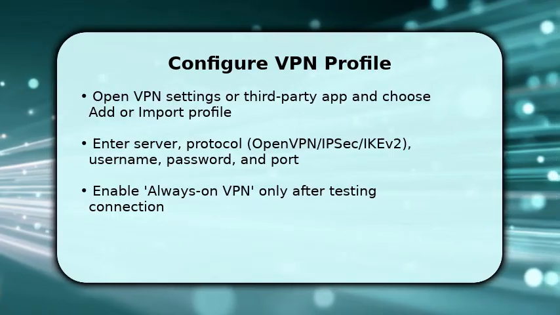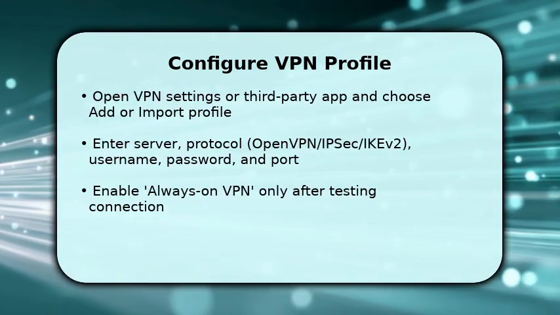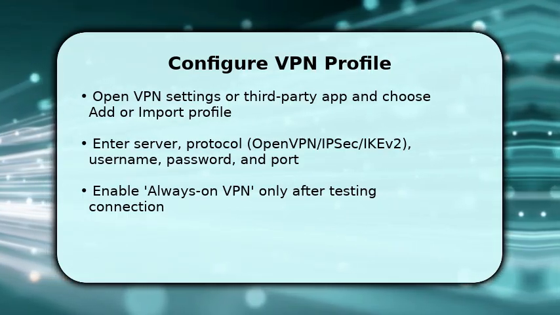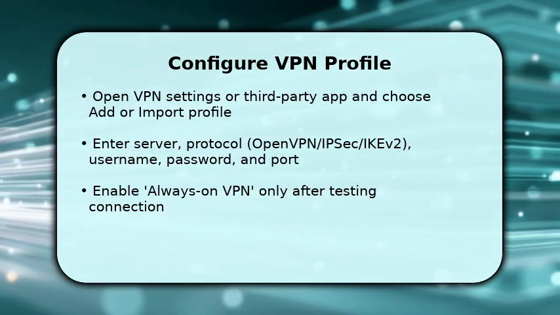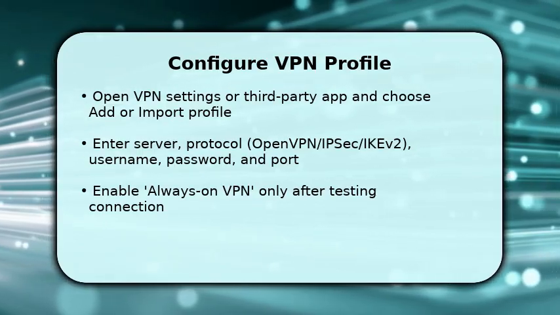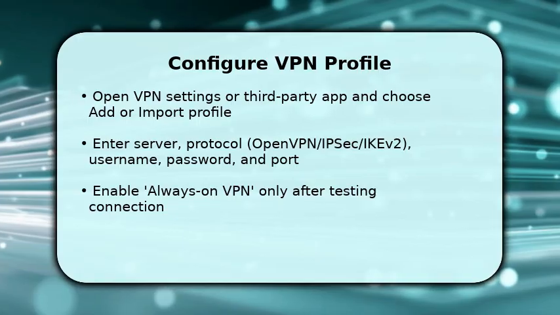In the app or settings, tap Add or Import and pick the protocol. OpenVPN for flexibility, IKEv2 for stability. Enter the server address, port, username, and password. If you have a certificate, import it here. Adjust DNS to a private resolver if desired, then save.